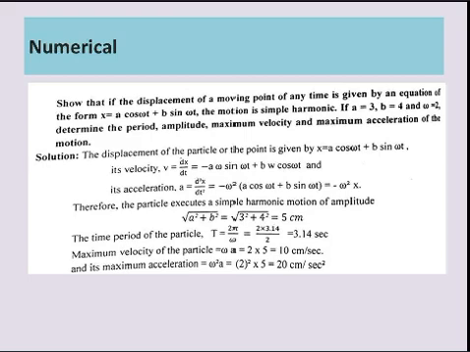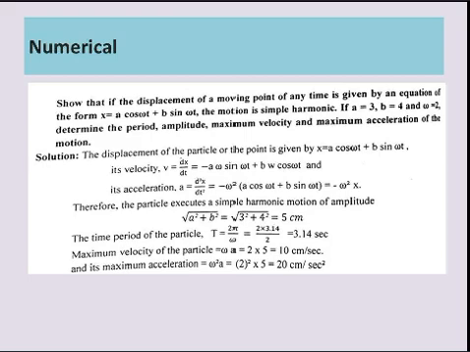Now we are interested in finding the time period of the particle. We know that T is equal to 2 pi by omega. Just substitute the value of omega from the above equation. We will get 2 into 3.14 divided by 2 is equal to 3.14 second. And now the maximum velocity of the particle is given by, we are already familiar, the maximum velocity is given by omega a. That is nothing but 2 into 5, which will give you 10 centimeter per second. And the maximum acceleration is nothing but omega square into a, that is 2 square into 5, which is 20 centimeter per second square.